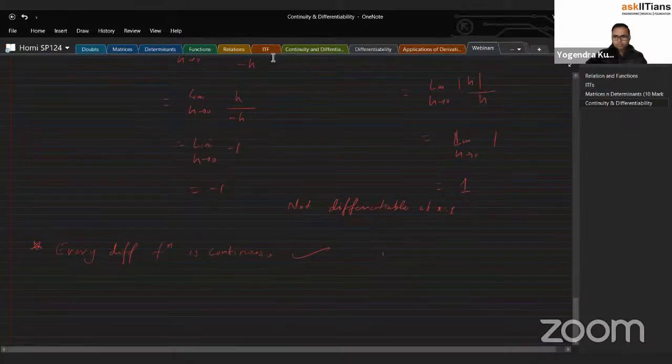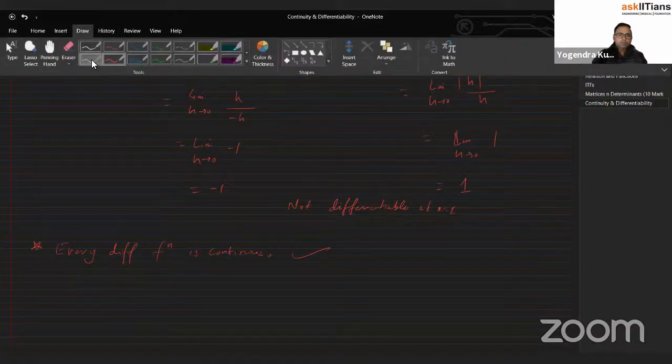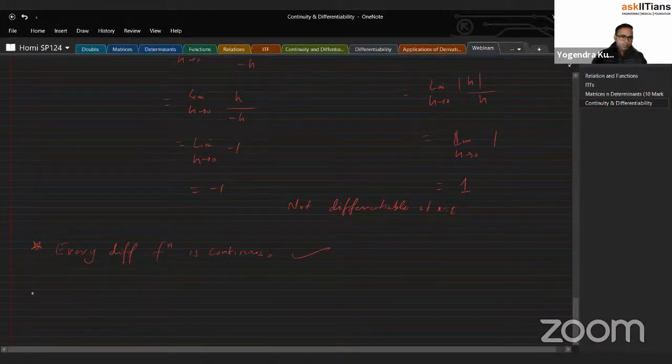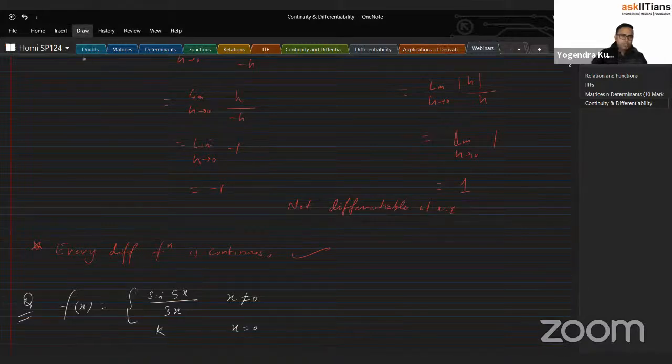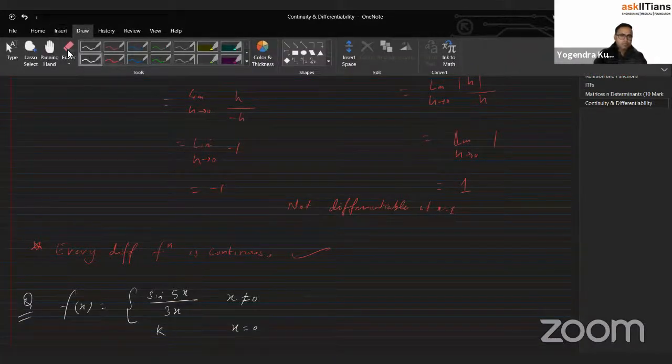Let's do one question. We have time, right? We can do the remaining part of that chapter also, determinants also. So guys, we'll see questions first here. Once there are enough questions, then we'll proceed. Question is: sine of 5x divided by 3x when x is not equal to 0, and k when x is equal to 0. This is how the function is defined.